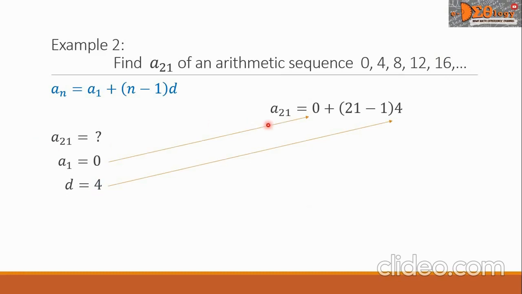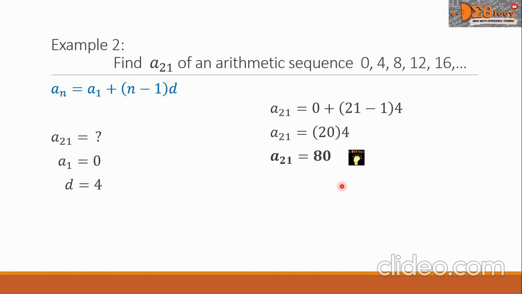Solving for a sub 21 now, we are using this general term formula. Let us substitute the values. So we have here a sub 21 equals the first term, and that is 0, plus the quantity 21 minus 1 times the common difference d, and that is 4. Simplifying further, the 0 here can be deleted. The 21 minus 1 is 20, then multiplied by the 4. So our a sub 21 equals the product of 20 and 4, and that is 80. This is our final answer.